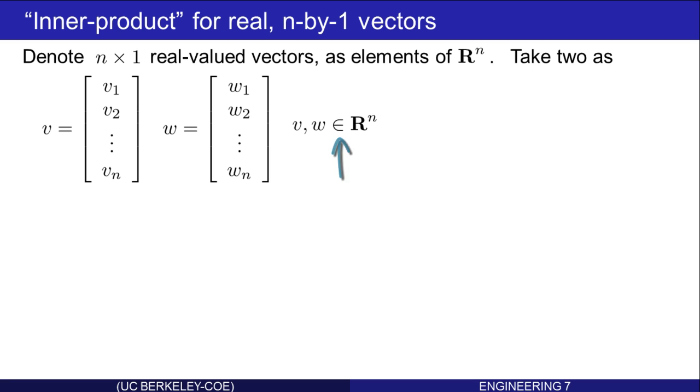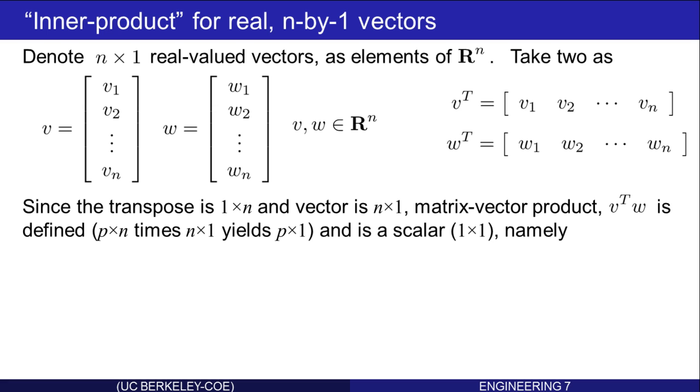That's element of. Their transposes are row vectors, right? If a vector is n by 1, then its transpose is 1 by n. Now, since the transpose is 1 by n and the vector is n by 1, the matrix vector product, that's a 1 by n array times an n by 1 array. It's well defined, and it's in fact a 1 by 1 array, a scalar. Namely, v transpose w is w transpose v, and it's just the summation of the element-wise multiplication of the two.